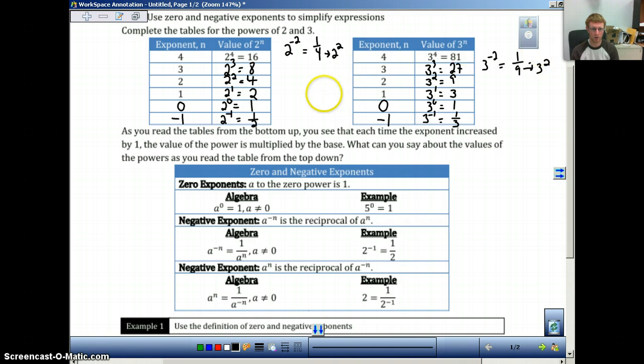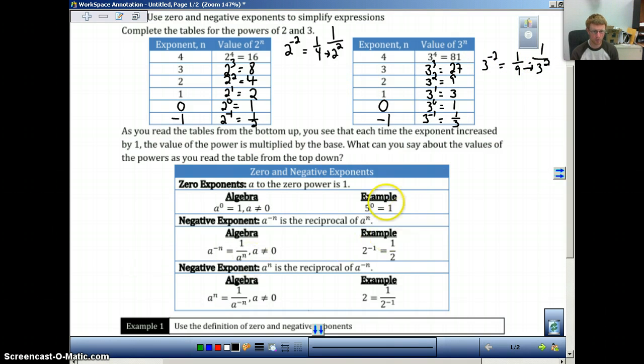So what you should notice from this is we have a negative 2 exponent, and the answer becomes 1 over 2 to the positive 2. So what we're doing is essentially taking this negative exponent, bringing the number to the bottom of the fraction and making it positive. So 3 to the negative 2, same thing. We brought it to the bottom of the fraction, and now the 2 is positive.